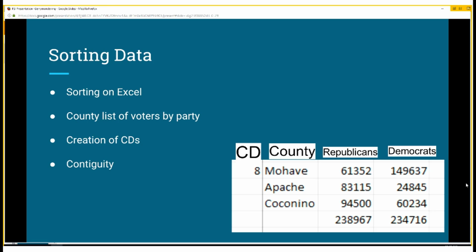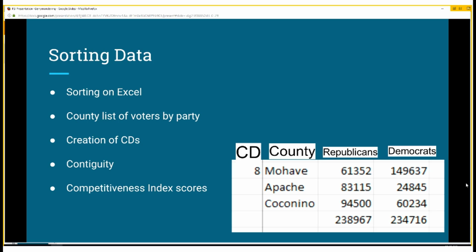And a completed result of what I produced is shown on the slide, where this is the 8th congressional district I produced for Arizona, and as you can see, I have 3 counties in this district and relatively equal amounts of Democrats and Republicans in the district. So this is one of the marginal districts I created for Arizona in hopes of mitigating the effect of gerrymandering by encouraging competition.